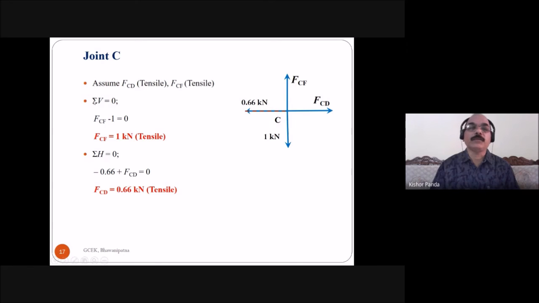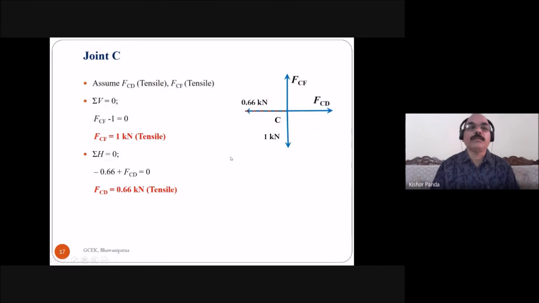Then by taking the summation of vertical force equal to 0, FCF minus 1 is equal to 0 and FCF is equal to 1 kilonewton. Here you got a positive value, the nature of the force is tensile and the assumed direction of the force is okay. Similarly, take the summation of horizontal force equal to 0. This is FCD minus 0.66 is equal to 0 and FCD is equal to 0.66 kilonewton tensile, because this is a positive value and the assumed direction is okay, tensile nature.